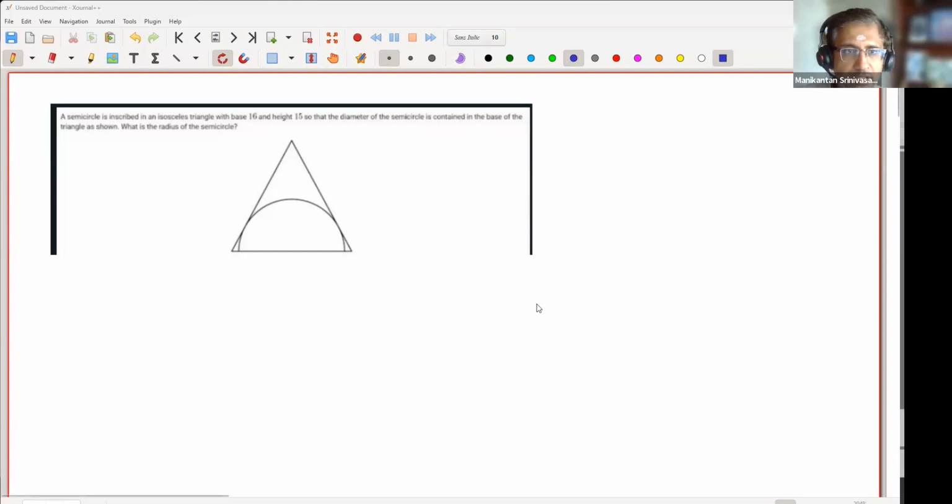So you have an isosceles triangle, and the base is 16 and the height is 15. I'm just reading this question in case it's very small font. The diameter of the semicircle is contained in the base of the triangle, as you can see. So what is the radius of the semicircle? Can you guys think for a few minutes and try to solve this? It's actually one of the questions that came up in the other batch, so I thought I'll discuss it here as well.